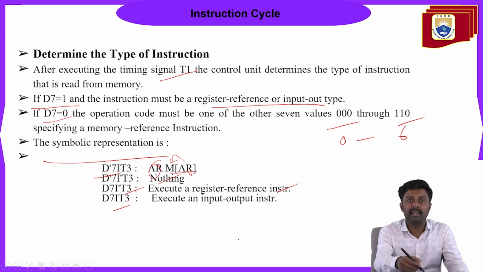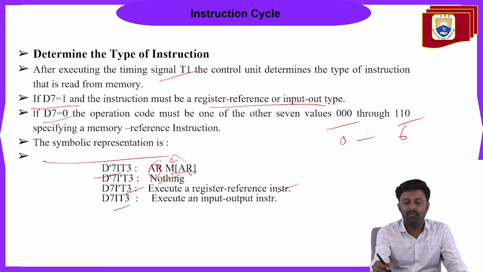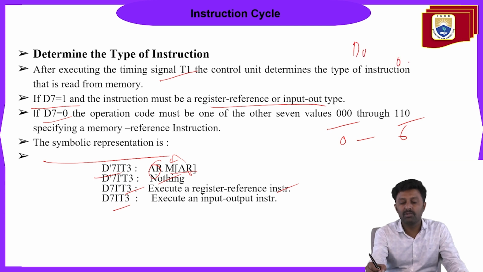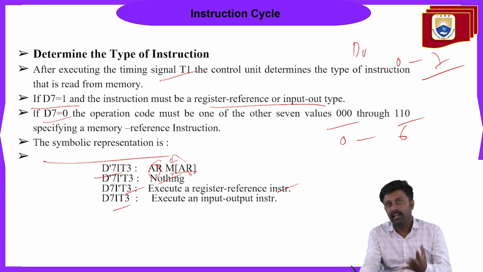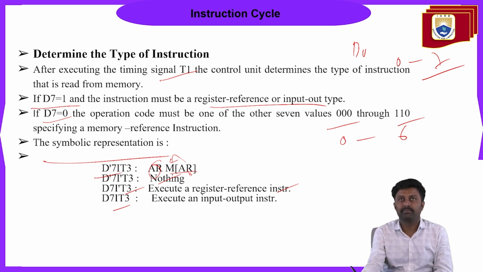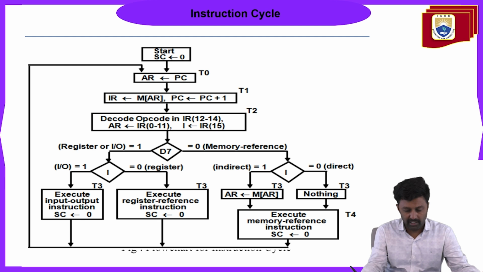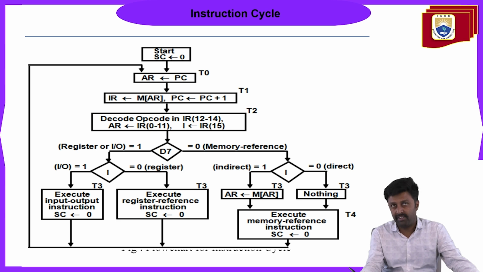So in the instruction type, what we'll do is, based on the value of D0, that is from 0 to 7, we'll determine which type of instruction it is, whether it is a register reference instruction, or input output, or the other instructions. So this flow diagram will completely tell the execution of 3 steps. In the previous diagram, we have seen only the fetch and decode.